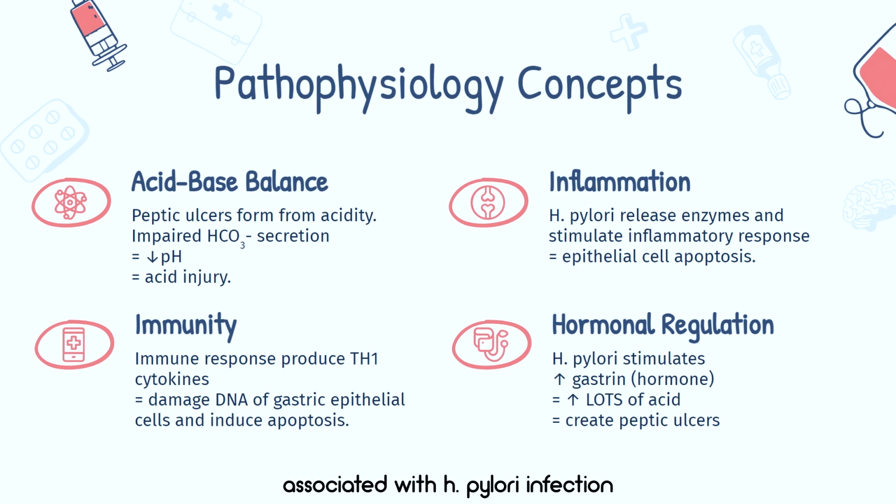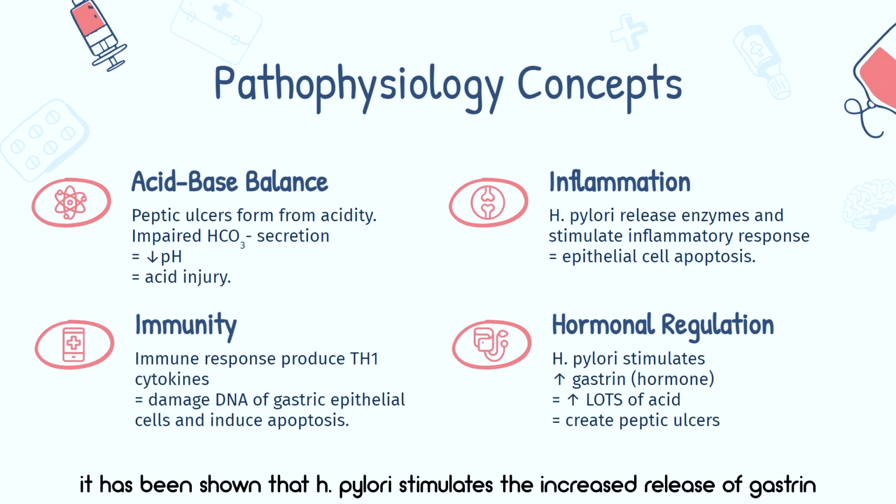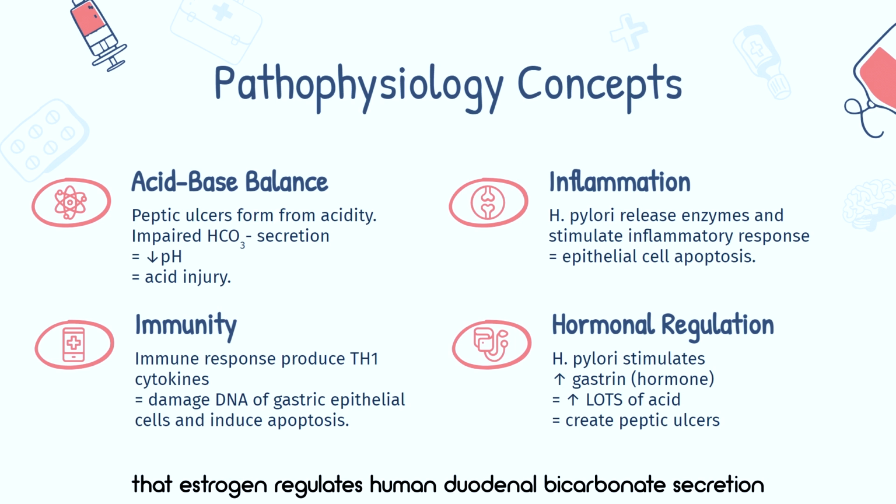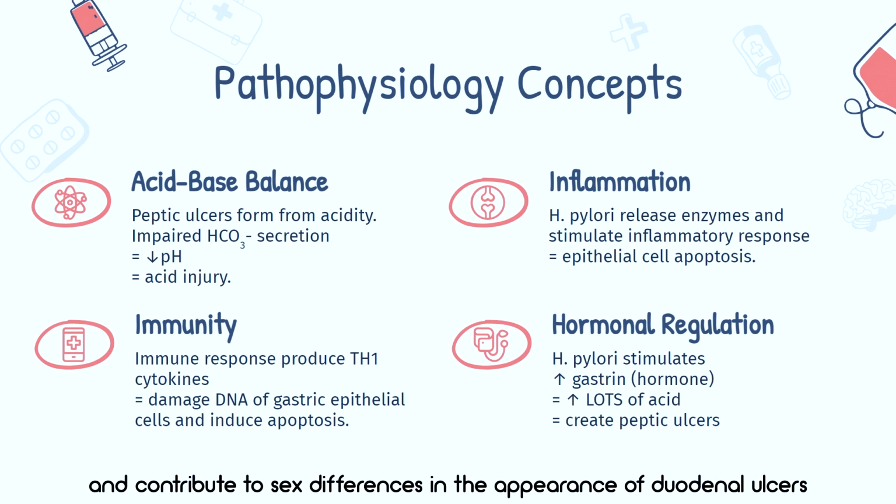As for hormonal regulation, it has been shown that H. pylori stimulates the increased release of gastrin, which is a hormone that causes your stomach to produce large amounts of acid. This extra acid damages the intestinal lining and creates peptic ulcers in your duodenum and the upper intestine. There have also been studies done that state that estrogen regulates human duodenal bicarbonate secretion, which could reduce the risk of duodenal ulcer in women and contribute to sex differences in appearance of duodenal ulcer.